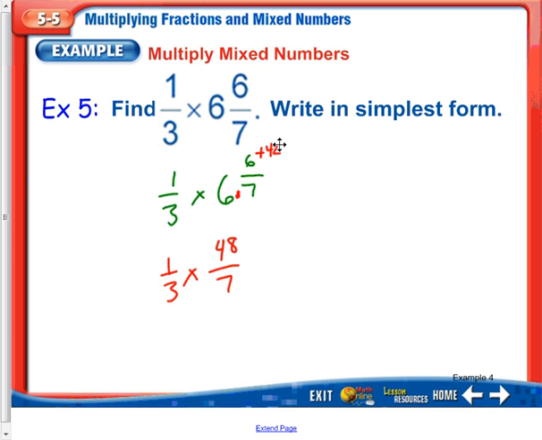6 times 7 is 42. So I added that to 6, which is the numerator before it. The denominator does not change. Now, I'll check to see if I can simplify before I multiply. Well, I'm not quite sure about 48. So 4 plus 8 is 12, and 12 is divisible by 3. So I know that this will work.